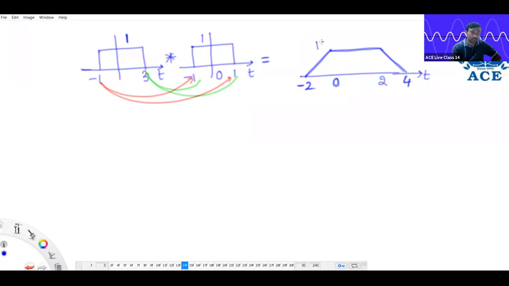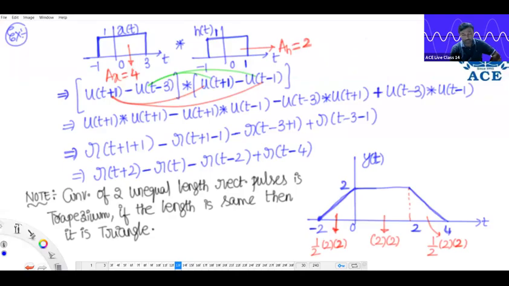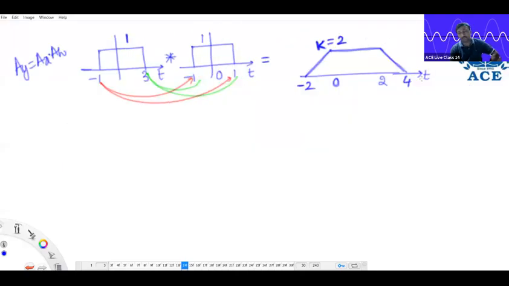How to get this amplitude? If you are unable to find it directly, assume K. We have our area property: area of y is area of x into area of h. Find the area under the trapezium in terms of K. You are going to obtain that result as 2, because we know the answer. After sketching the trapezium, assume the peak amplitude as K, and blindly apply this property to get K.